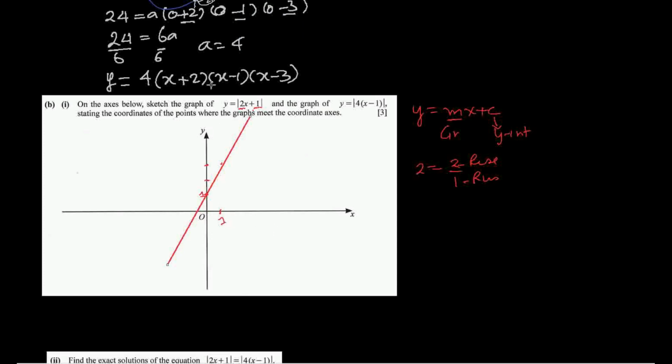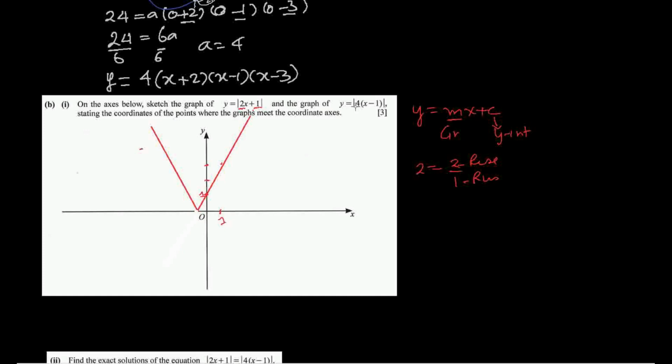But this is the graph of 2x plus 1, not with absolute. For absolute, we will reflect the part which is negative. So from here, I will reflect the negative part upwards on x-axis. So it will become a V shape, and we will erase the one which is negative. So it's gone. This V shape will be the graph of y equal to the absolute of 2x plus 1.